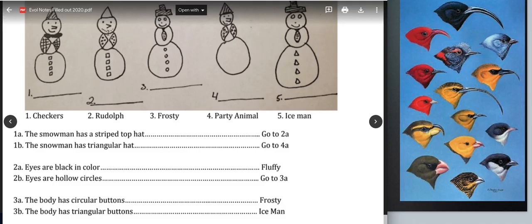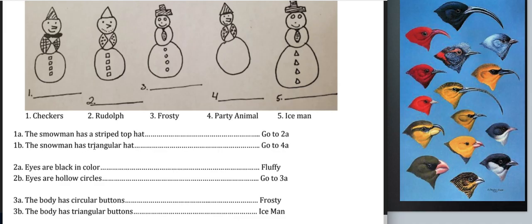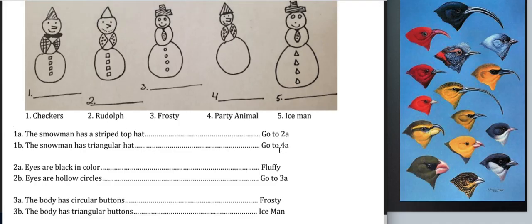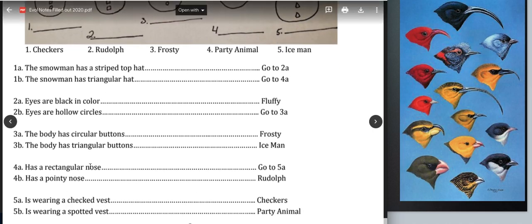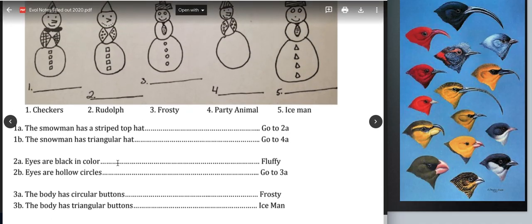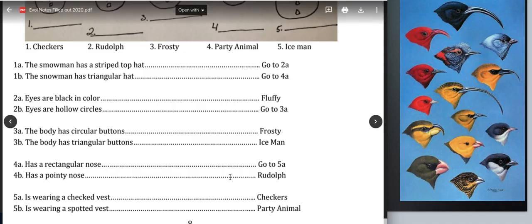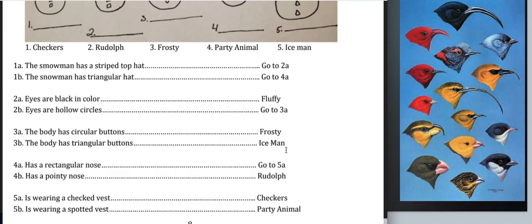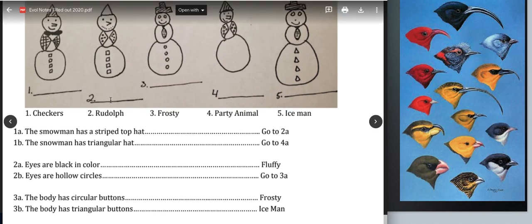All right, let's try to find the name of snowman number 2. We always start with number 1. Does he have a striped top hat or a triangular hat? This snowman has a triangular hat, so I'm going to skip down to 4A. Does he have a rectangular nose or a pointy nose? Well, that is definitely a point. So this is a pointy nose. So he has a pointy nose, so this snowman's name is Rudolph. Rudolph the snowman. Okay, so number 2, his name is Rudolph.